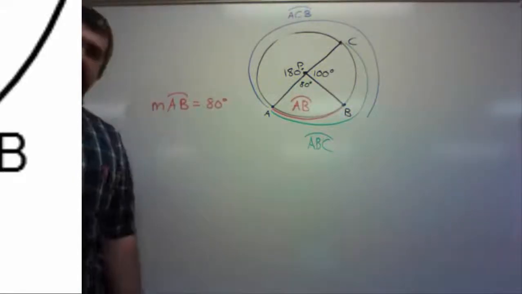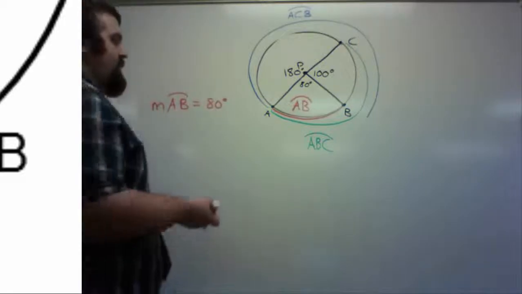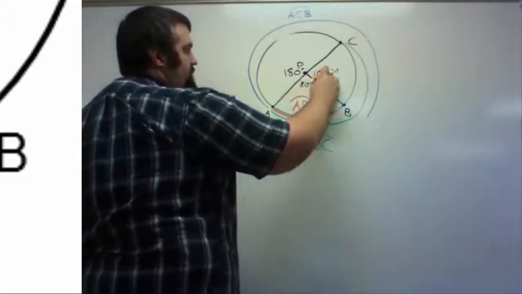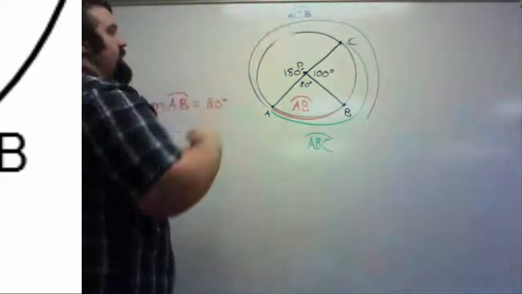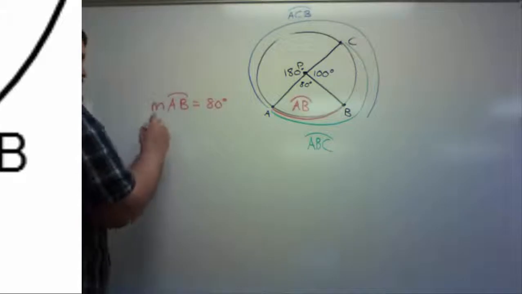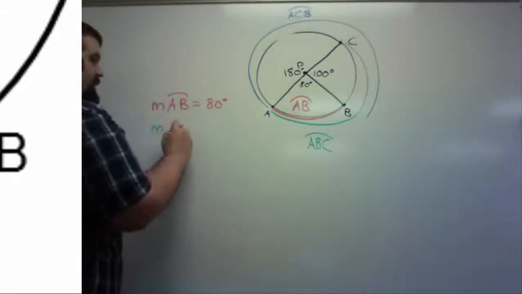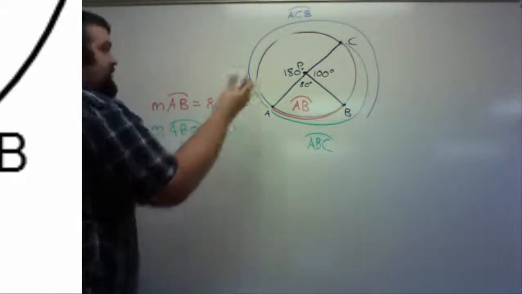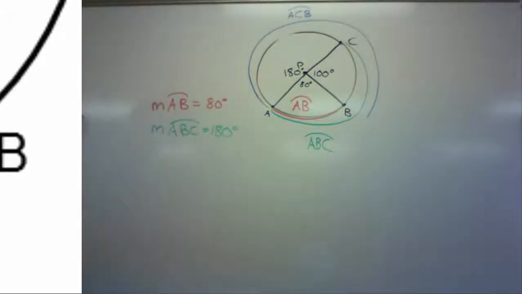Now, if I ask the question, what's the measure of arc ABC? Well, ABC is a semicircle. So it's not just 80, it's not just 100, it's 180 degrees. So the measure of arc ABC equals 180 degrees, because the central angle is 180 degrees.